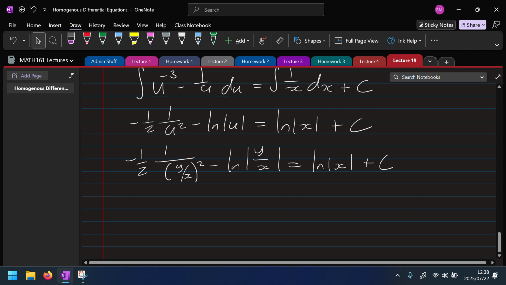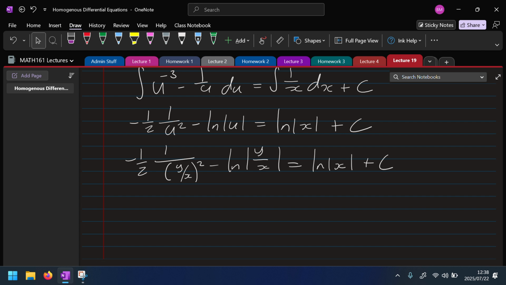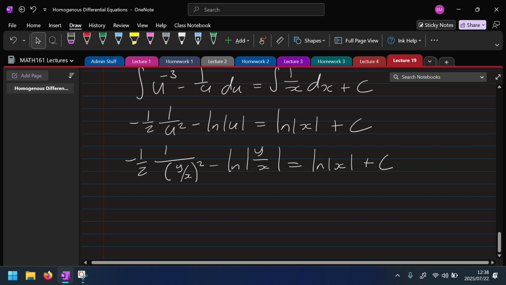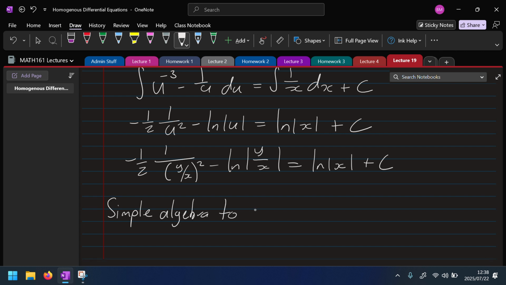Now, you could leave it like that. That's perfectly fine. If you want to simplify further, you can do that. But that's just some algebra. Okay, so simple algebra to simplify further. Okay, I'll leave that for homework, so you can try that out.